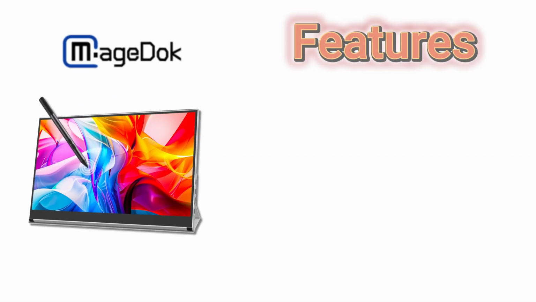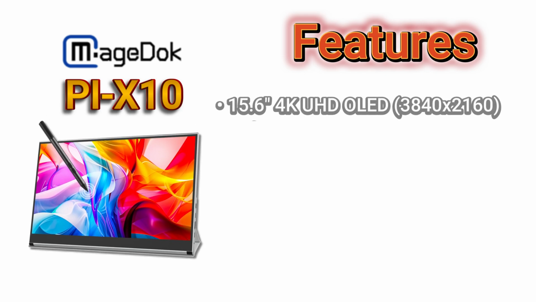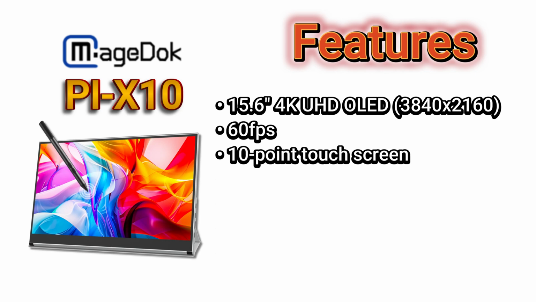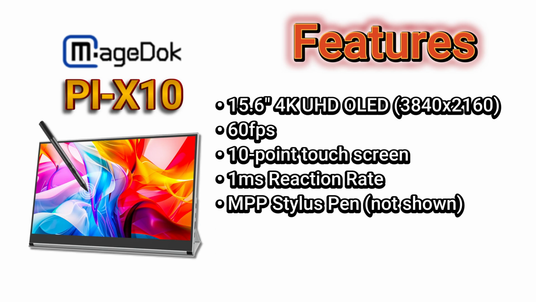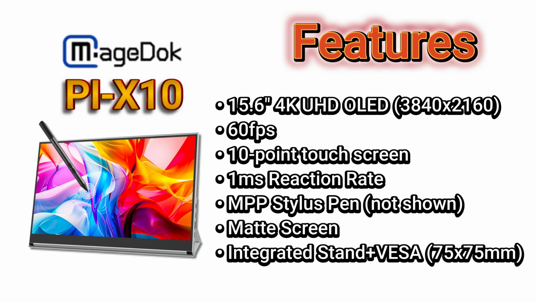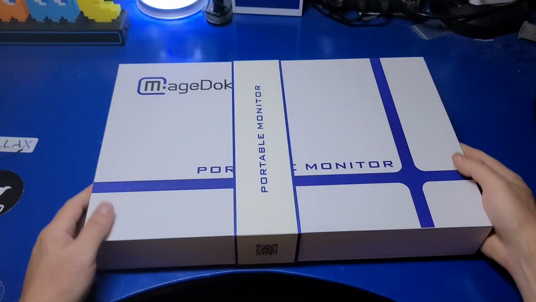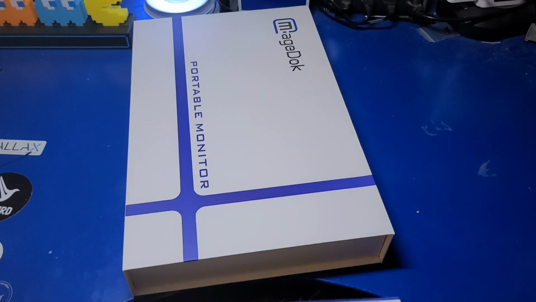Let's take a quick look at the features of the MageDok PI-X10. It is a 15.6-inch 4K UHD OLED panel with a maximum resolution of 3840 by 2160 pixels. It's operating at 60 frames per second, or FPS. It is a 10-point touchscreen with 1 millisecond reaction time. Typically, it will include a stylus pen, but this one did not. The display is a matte finish for reduced glare, and includes an integrated stand with a 75x75mm VESA mount.